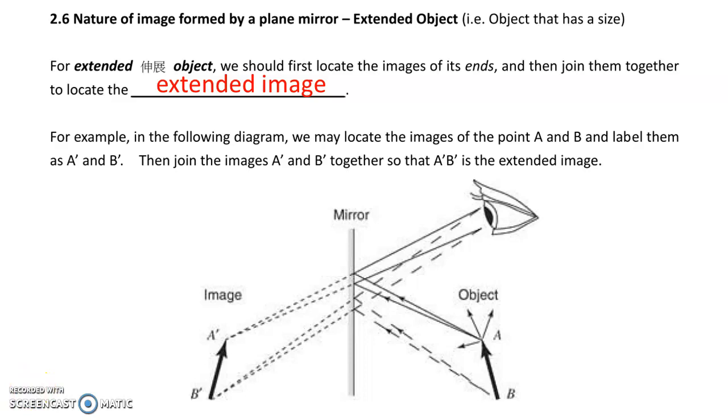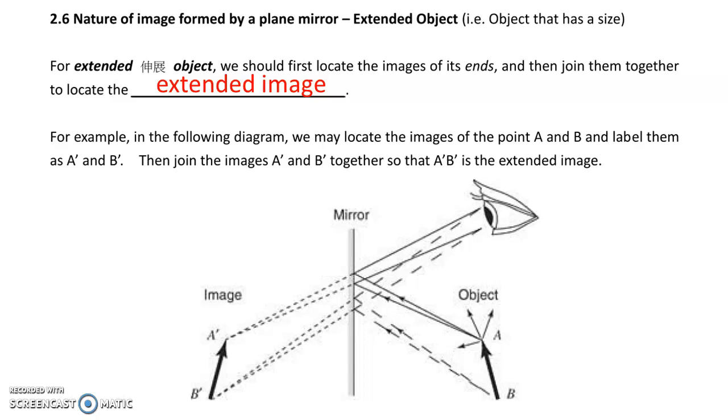2.6. Nature of image formed by a plane mirror. In daily life, things around us are usually not point objects. They have size, they have length, they have width, they have height. They are extended objects. So how to locate the image of an extended object? And why are images formed by plane mirrors laterally inverted?